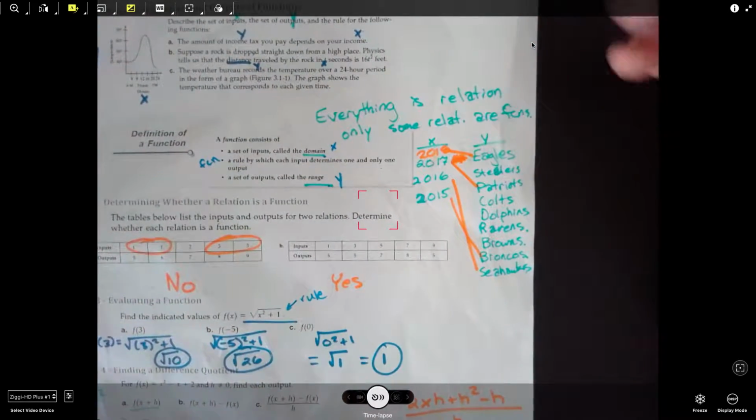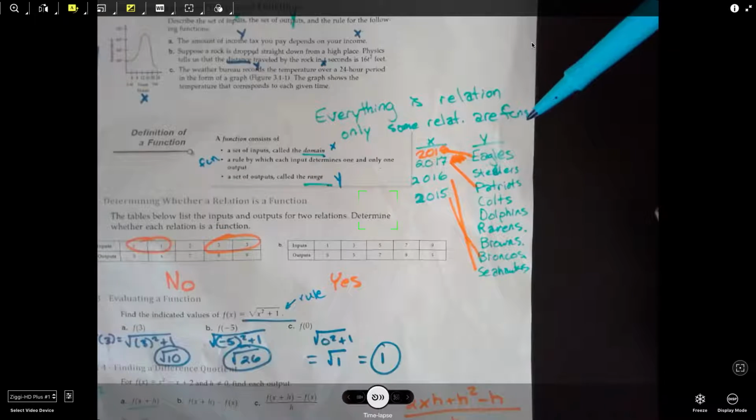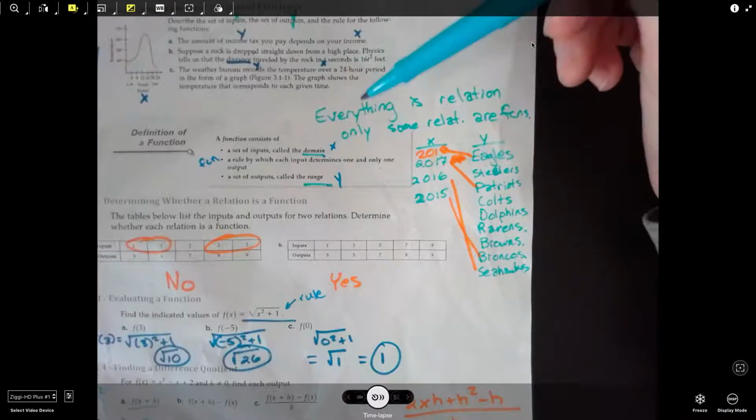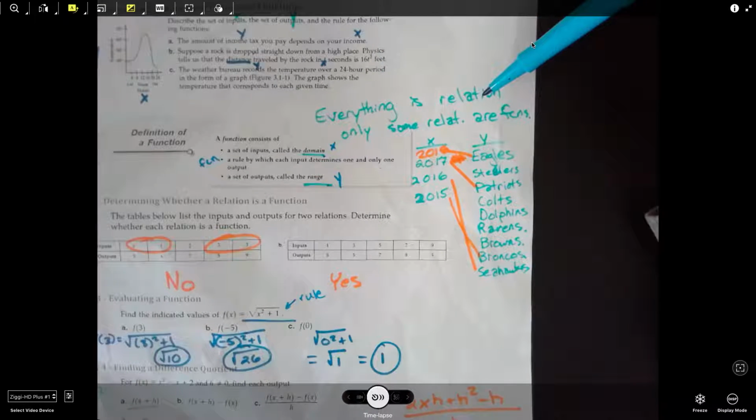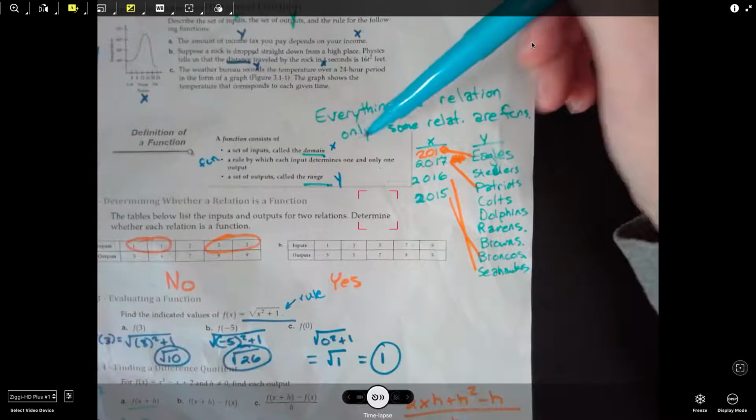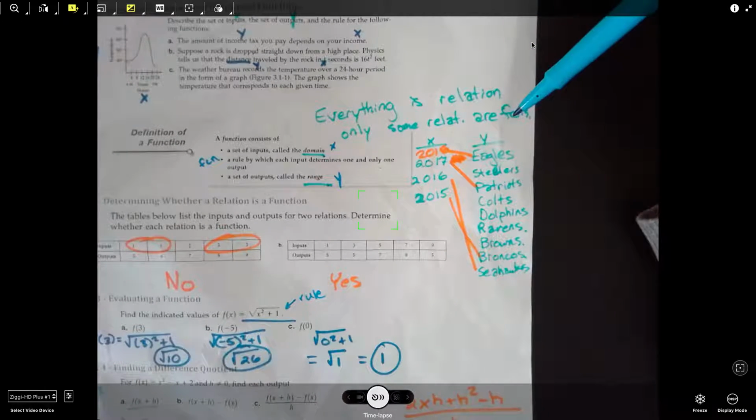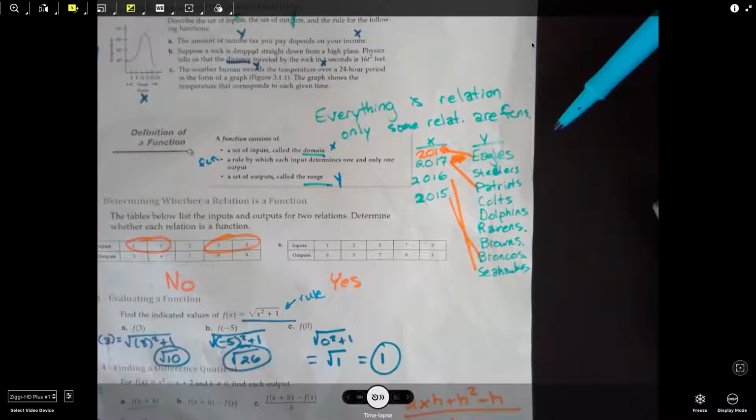This goes back to when we were talking about what is a function and what is a relation. Everything is a relation. Every time you talk about an x and a y paired together, that's a relation, because x and y are related somehow to each other. But only some relations are functions. In order for it to be a function, the x can't repeat.